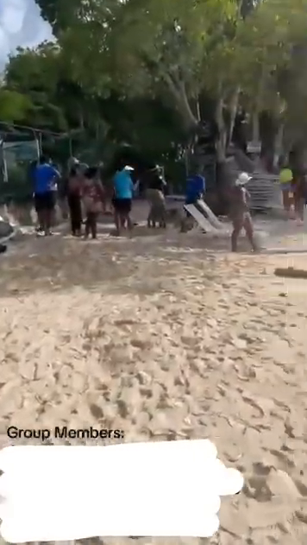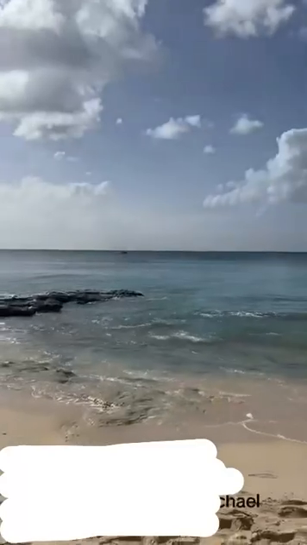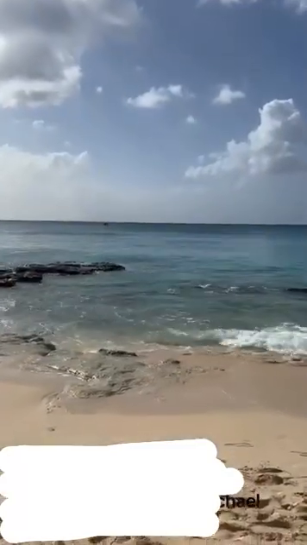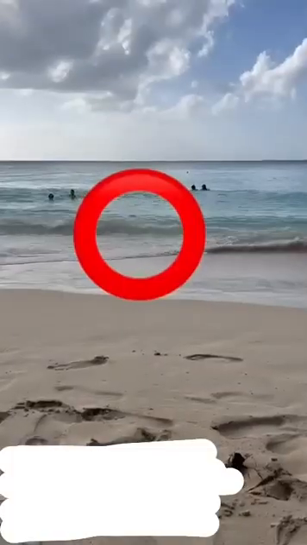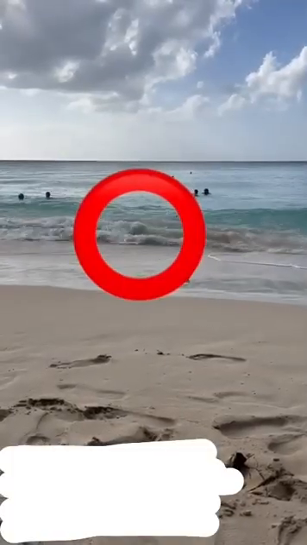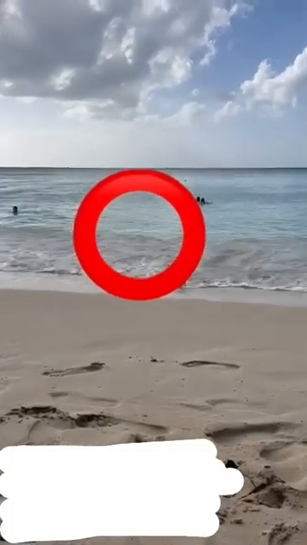On Monday, November 10th, my group and I took a beach field trip to Rock Beach, St. Michael, where we did a beach lab, and these are our findings. We used a grapefruit for our longshore current experiment.